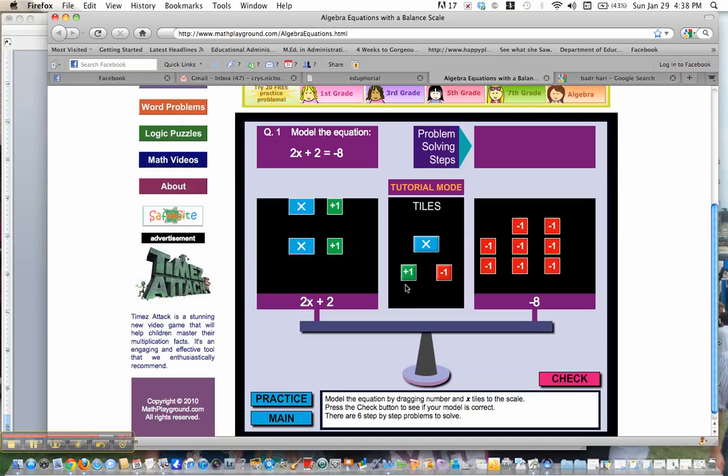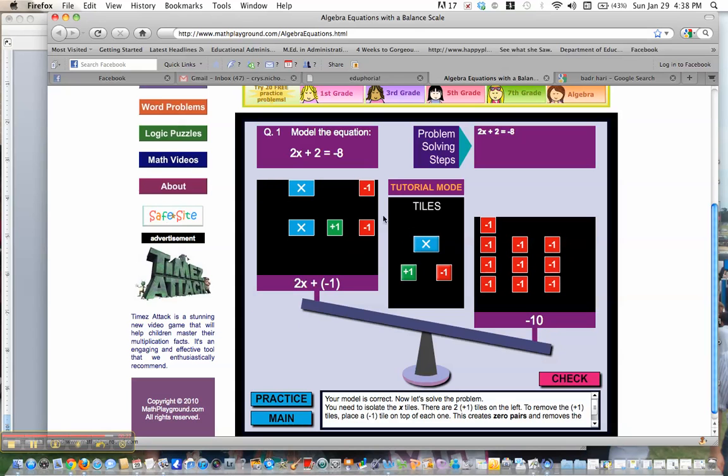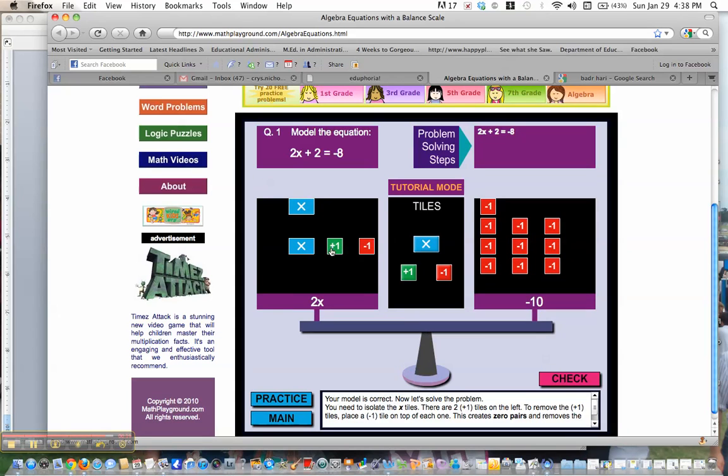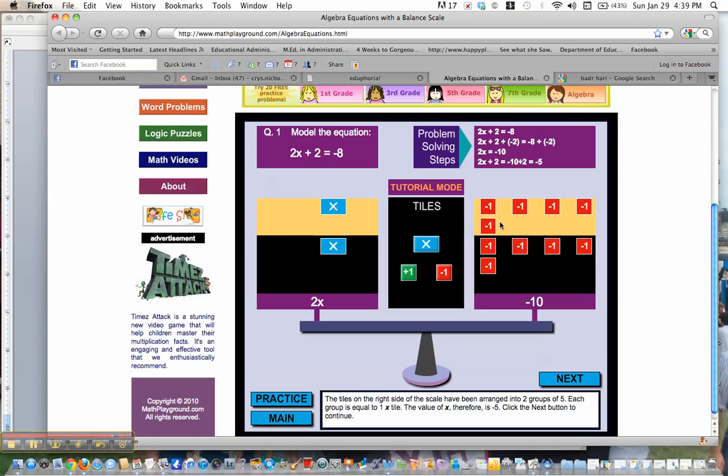I'm going to go through this one quicker. So, good. I need to get rid of these plus 2 to get x alone, so I'm going to put minus 1 over here. That means I need to put minus 1 over here. Put another minus 1. That means I need another minus 1. So now I have a 0 pair here, so I'm going to get rid of the 0 pair. Get rid of the 0 pair. I have no 0 pairs here, so there's nothing I can do. So that means 2x's equals negative 10. Good. 2x equals negative 10. Since 2x equals negative 10, I need to split these negative 10 into 2 equal groups. So 1x equals negative 5.